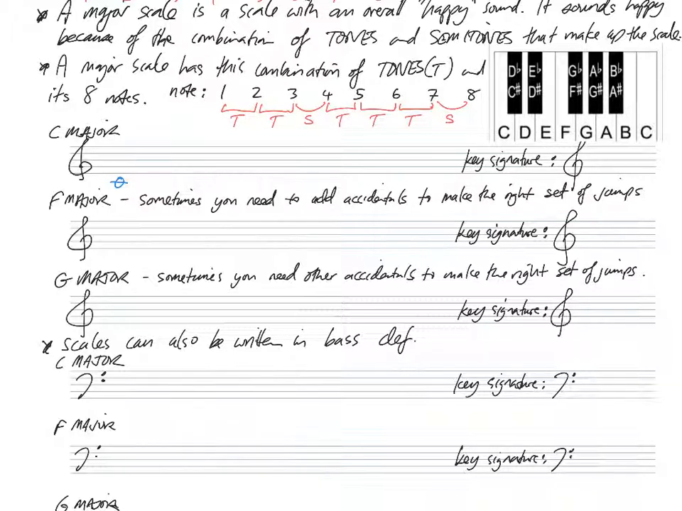So what comes after C? D, then E, F, G, A, B, C. So I've drawn my 8 notes here. Started off on C, ended on C. So my scale degrees for these notes are 1, 2, 3, 4, 5, 6, 7, and 8.